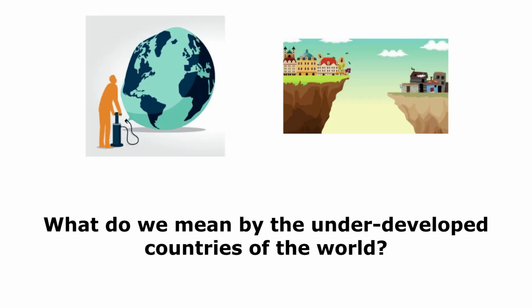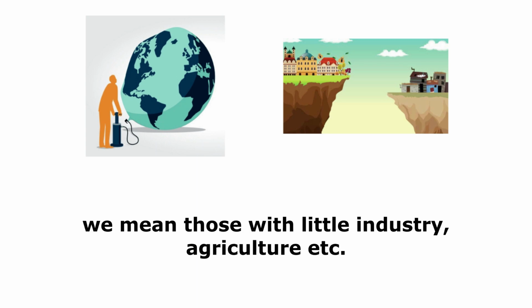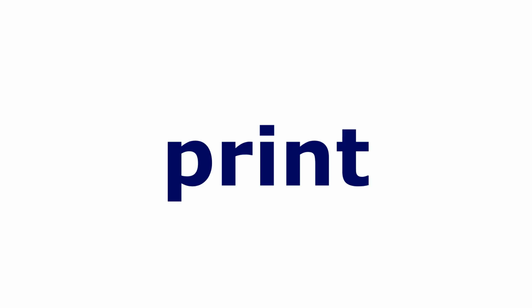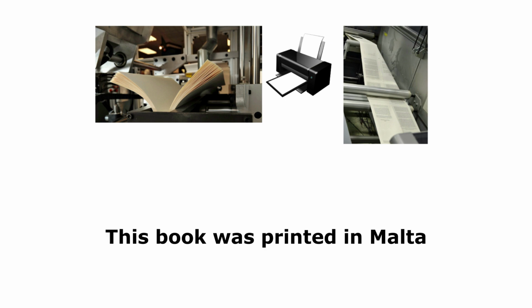Develop, industry, agriculture. What do we mean by the underdeveloped countries of the world? By the underdeveloped countries of the world, we mean those with little industry, agriculture, etc. Print. Where was this book printed? This book was printed in Malta.